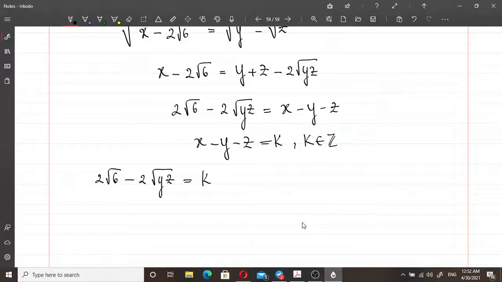As we could say, if y z is non-zero, or is not equal to 0, k will not be an integer, because 2 square root of 6 is an irrational number, and 2 square root of y z will be an irrational number as well, because sometimes y and z cannot make a perfect square, a square number, so it cannot come out of the square root.